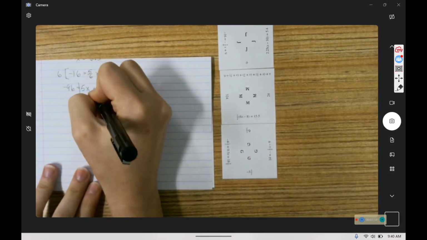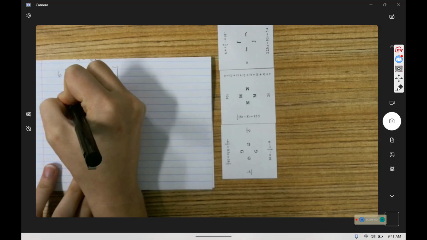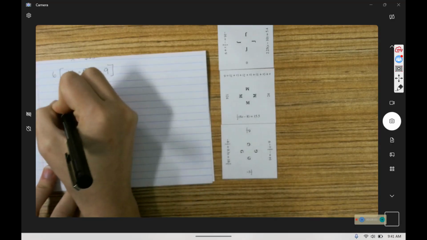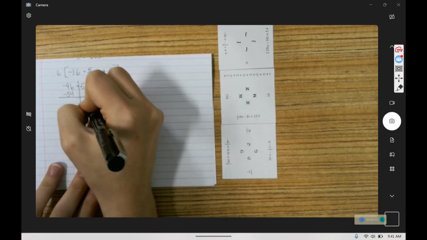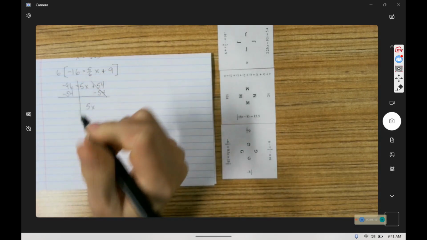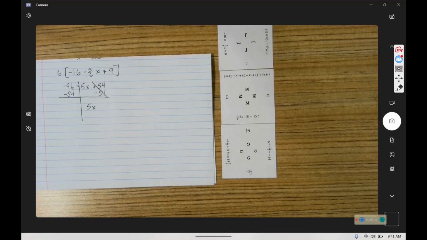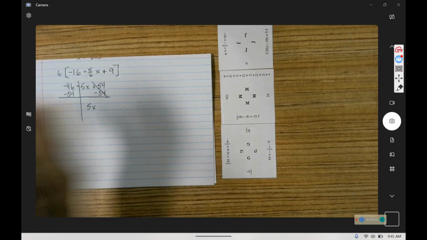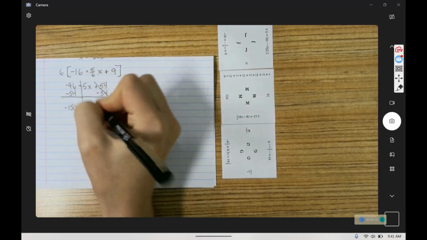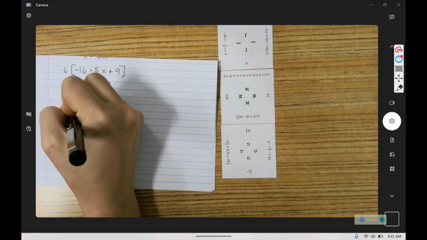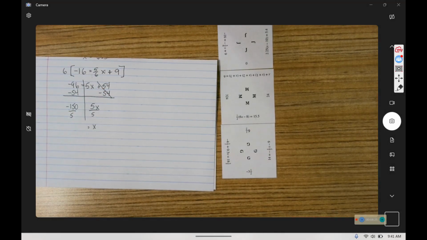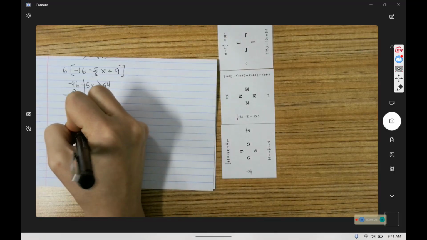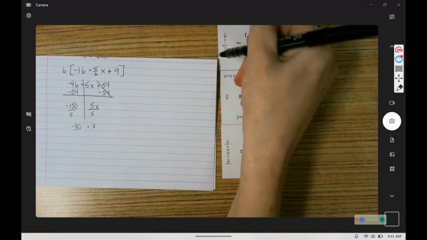I can subtract the 54 from both sides to get the variable all by itself. 54 and negative 54 make 0. Negative 96 and negative 54 add up to make negative 150. Then we can divide both sides by 5, and we get x equals negative 30. And that one's going to touch this equation here.